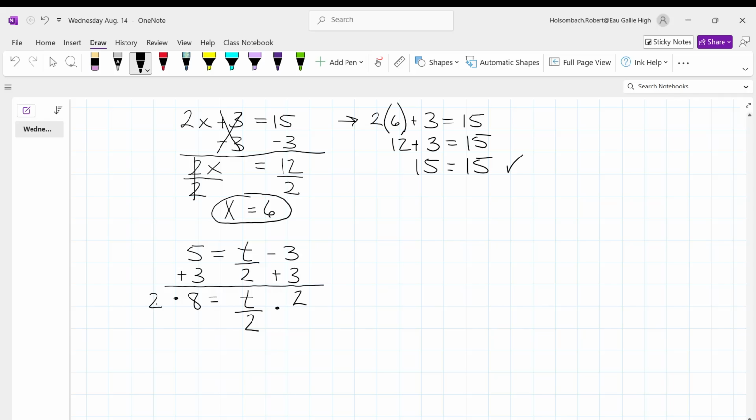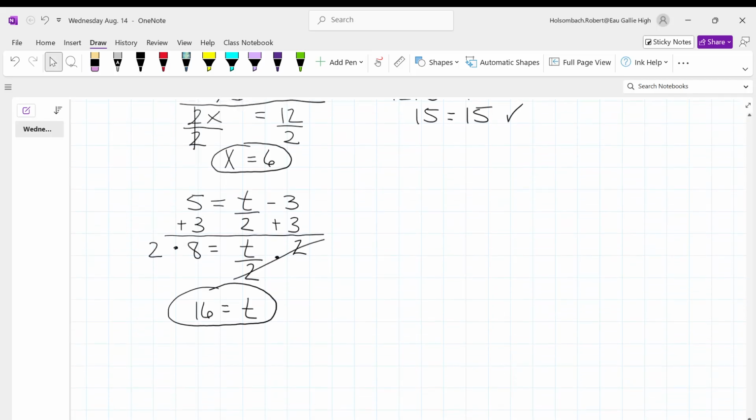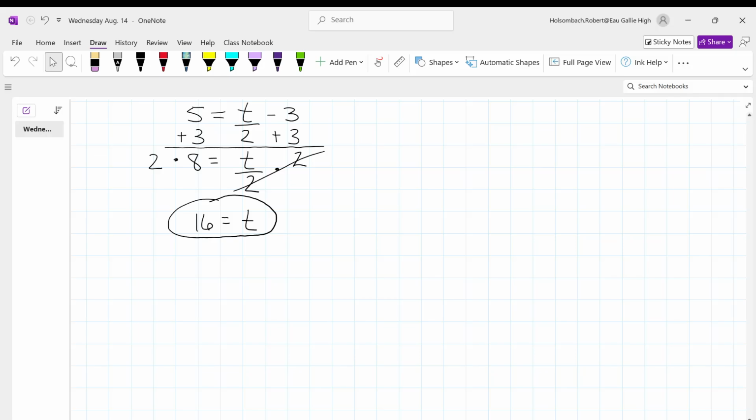On the left-hand side, we get 2 times 8, which is 16. On the right-hand side, when we multiply t/2 times 2, the 2's cancel, and the t falls down. So our t is equal to 16. You're going to see stuff like (1/2)a + 5 = 18.